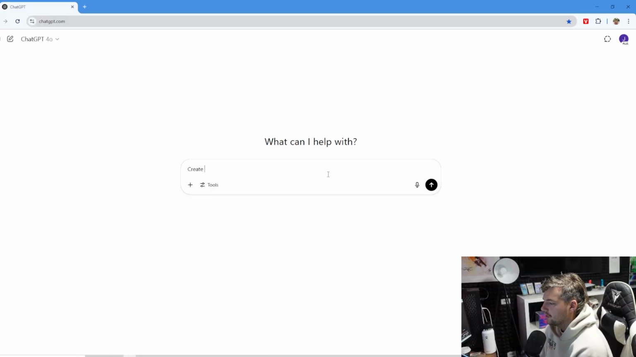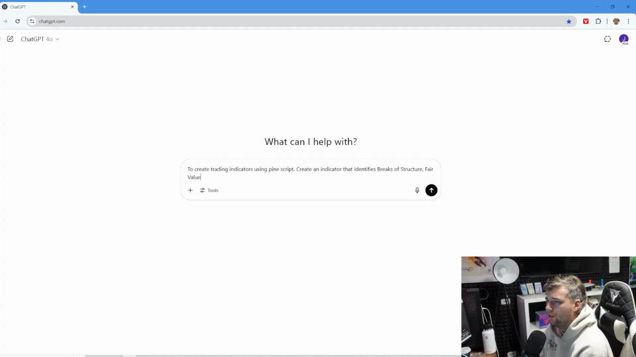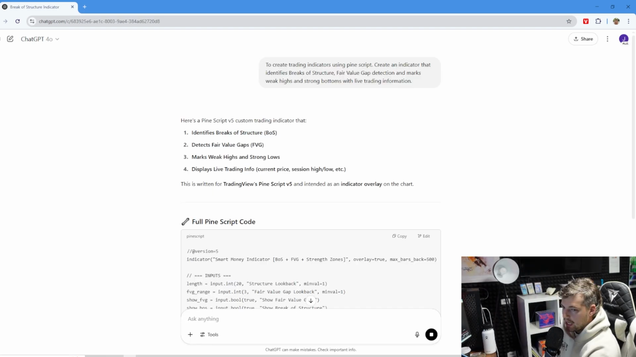So in order to do this, we have to tell ChatGPT to create trading indicators using Pine Script. Create an indicator that identifies breaks of structure, fair value gap detection, and marks weak highs and strong bottoms with live trading information. And there we go.